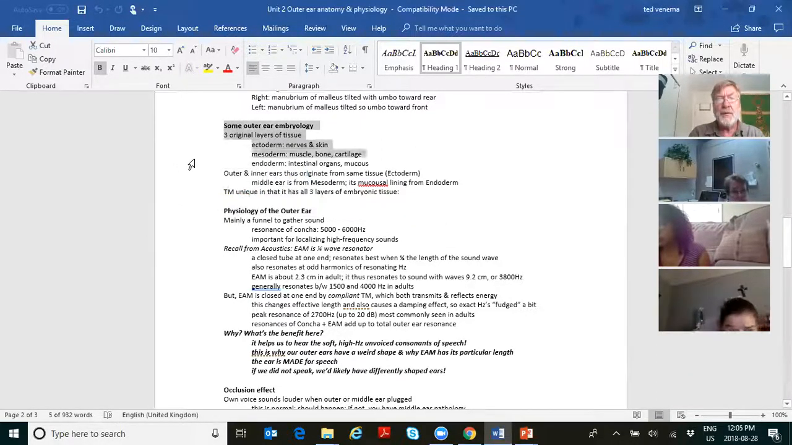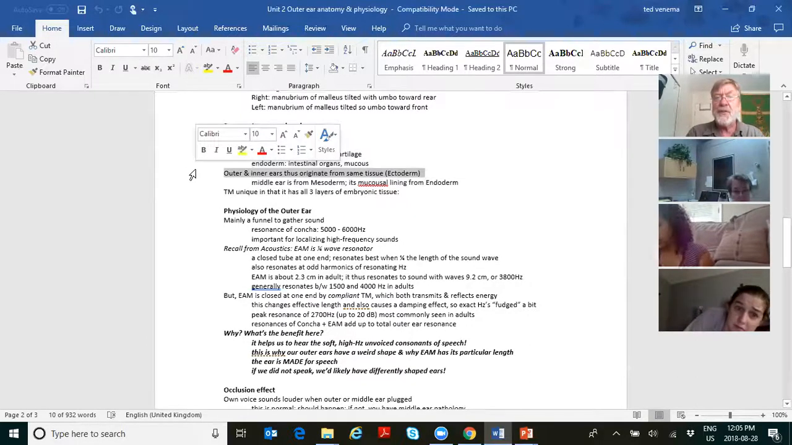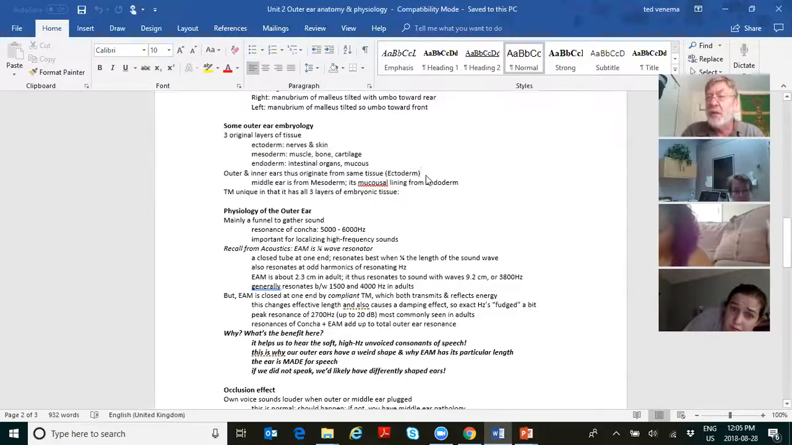Here you go. There's some outer ear embryology. That's what I mentioned earlier. 3 original layers of tissue: ectoderm, mesoderm, endoderm. Outer and inner ears originate from the same tissue, ectoderm. You know why? Because the outer ear is skin and cartilage, and the inner ear is nerves. And what comes from ectoderm? Nerves and skin.